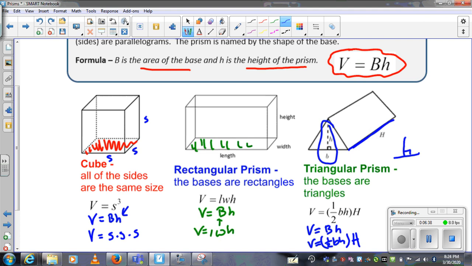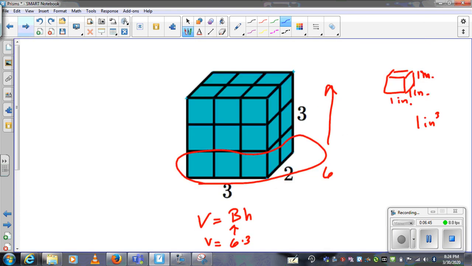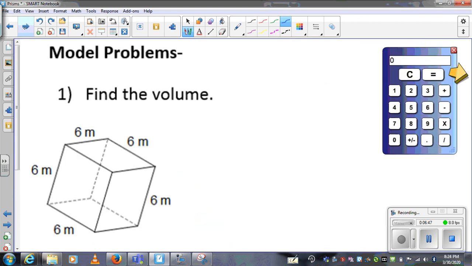All right, let's practice using some of these equations. Are you ready? Okay, let's look at this first problem. In this first problem, we want to find the volume of this object. Now this object is a cube.